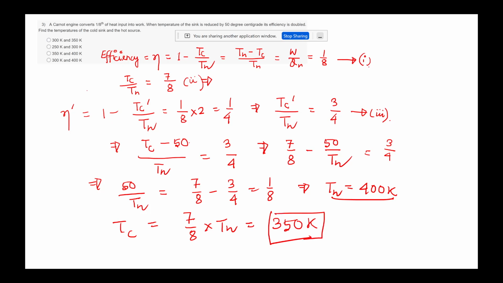Okay, so this is the correct option. Cold sink, this is the correct option. Okay, so pretty simple problem. So what have we done?